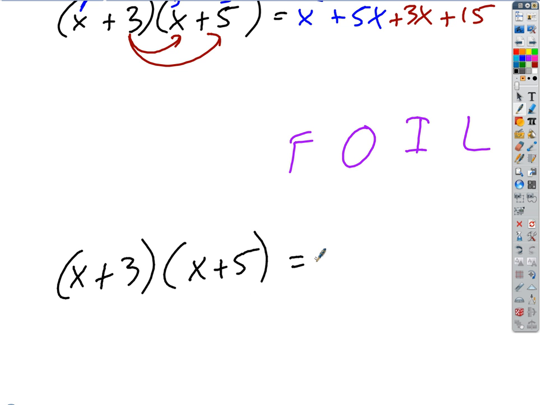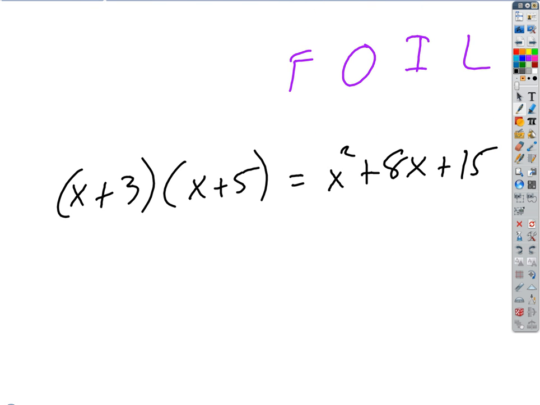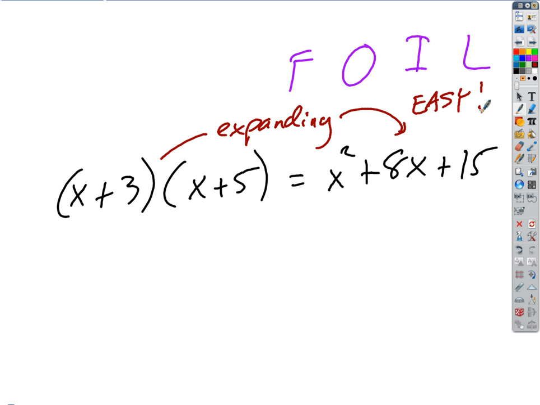I can combine those inside terms to be what? 8x. So I just get x squared plus 8x plus 15. Okay, so in algebra, we say that process we just did is called expanding. So to go from here over to here is expanding. Expanding is easy. It really is. Piece of cake.